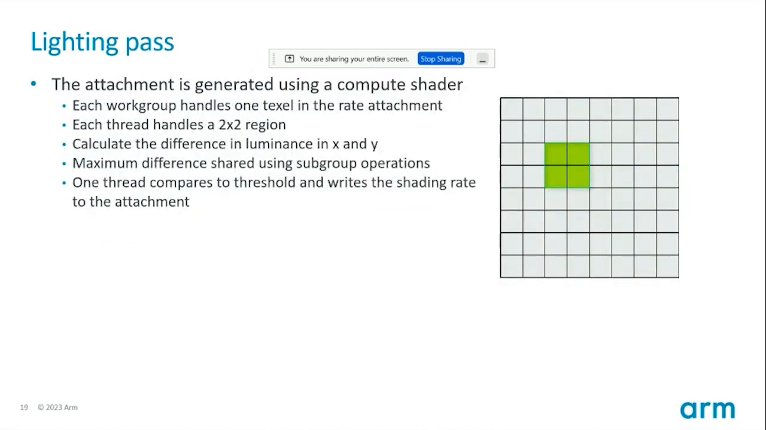So how do we generate it? This is really just exactly the same thing as for the indirect diffuse. So we will use a compute shader to analyze, in this case, the lit results of the previous frame instead of the depth buffer. And same thing as before, a work group handles one pixel, so one tile. Each thread handles a 2x2 region. We calculate the maximum difference within that region, share the maximum using subgroup operations, and finally, one thread compares it to a threshold and writes the resulting shading rate to the attachment. The only difference here is that instead of looking at the depth, we're looking at luminance.